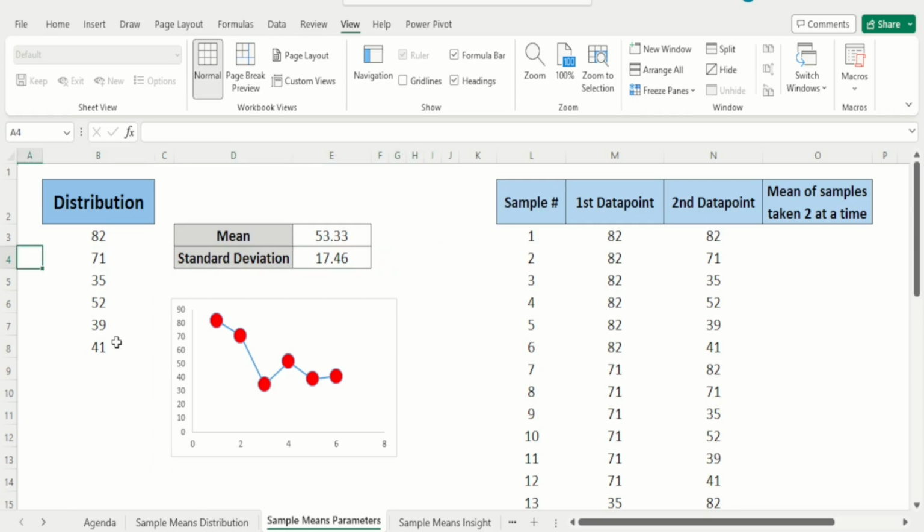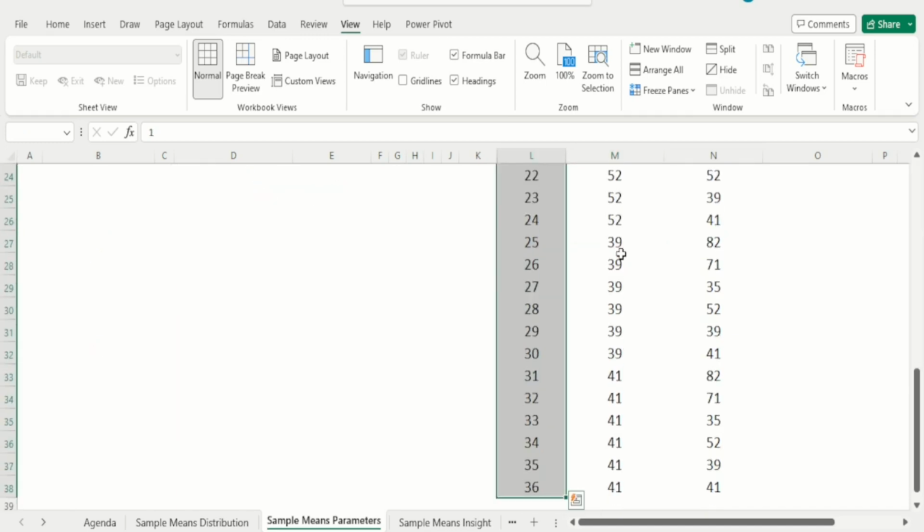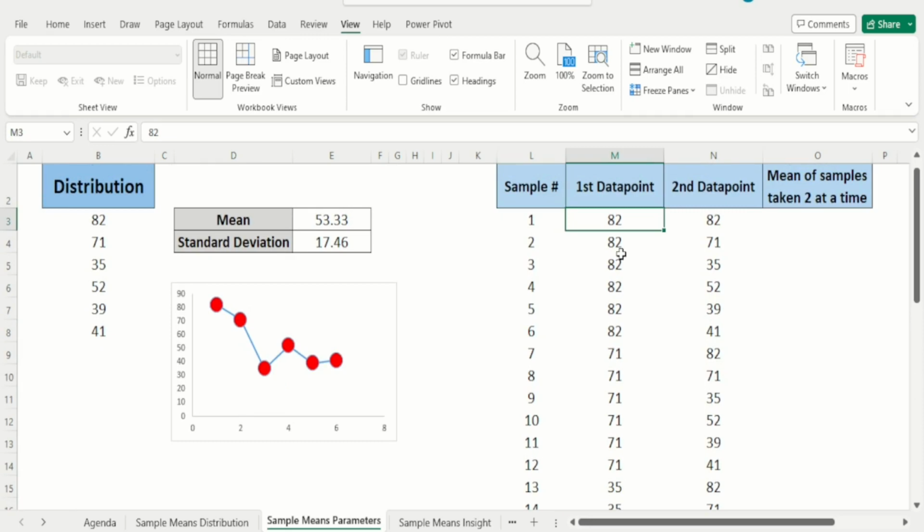Since we have a sum total of 6 points in this, if you were to randomly select any two data points from this entire population, there are 6 times 6, or 36, different ways that you can do that. You can select the first data point in 6 ways, and you can again select the second data point in 6 ways. So what you have in columns M and N is the enumeration of all of those possibilities. As you will see, there are 36 possibilities. This is the first data point and this is the second data point.